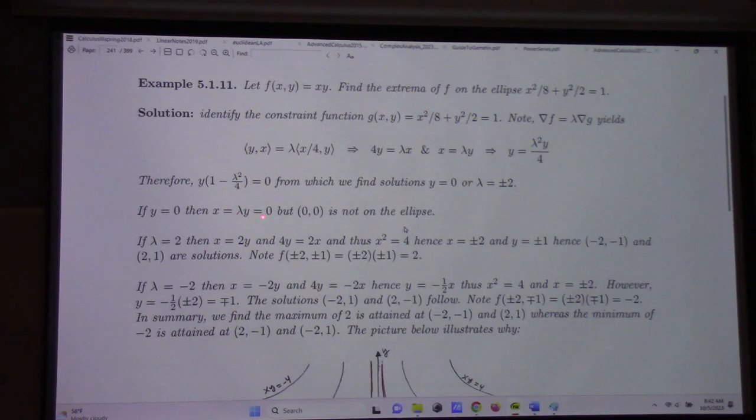then that would force me to also have x equal to 0 according to the Lagrange multiplier equations, but (0, 0) is not on the ellipse. On the other hand, if lambda is 2, then I get solutions. If lambda is equal to minus 2, I get other solutions. So I get 4 solutions, namely (2, 1), (-2, 1), (2, -1), and (-2, -1). So I think 2 of those are maxes, 2 of those are mins.